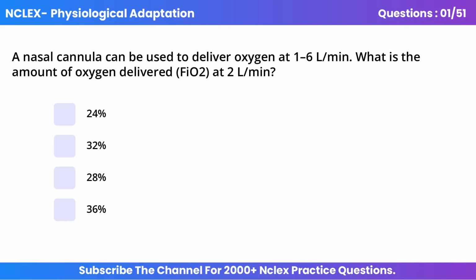Question 1. A nasal cannula can be used to deliver oxygen at 1 to 6 liters per minute. What is the amount of oxygen delivered, FiO2, at 2 liters per minute?